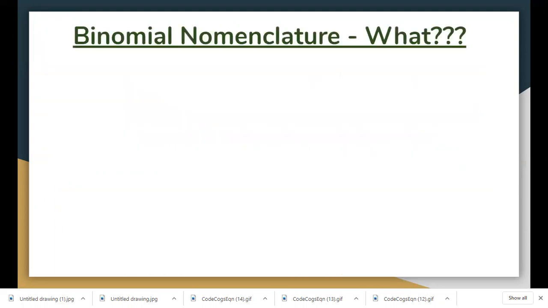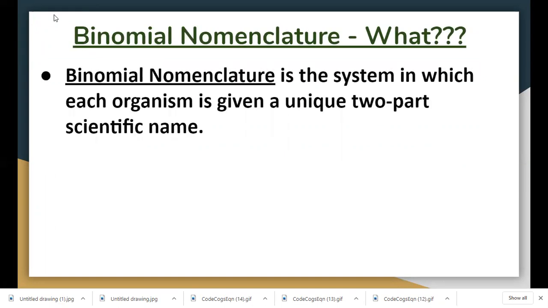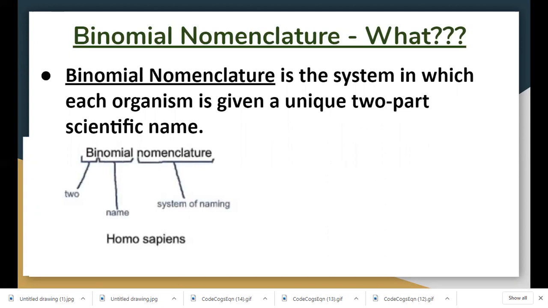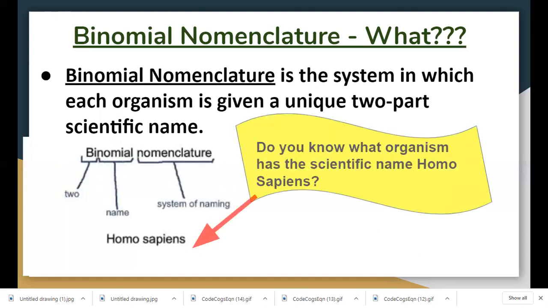Moving on. Binomial nomenclature. What does that mean? That's a big word, isn't it? Binomial nomenclature is the system in which each organism is given a unique 2-part scientific name. And I won't kid you, these scientific names are kind of weird, but they are based off of Latin. So that's why they sound a little weird, but you'll get used to them. So it says Homo sapiens, the 2 names given to, well, you tell me, what are Homo sapiens? Can you tell me? That's the scientific name for, do you know?